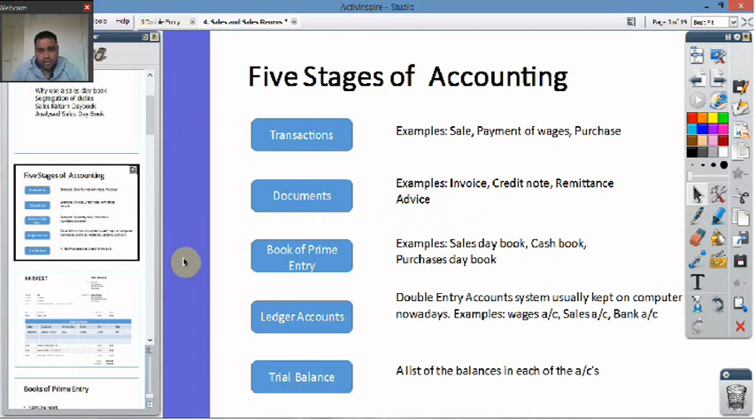The 5 stages of accounting. So first of all you've got a transaction, then you've got a document, then the book of prime entry. We've seen this plenty of times before in chapter 1, chapter 3. Then we've got ledger accounts, then the trial balance. Here we're going to be looking at the sales invoice, the sales daybook, and then the ledger accounts, and we're not going to look at the trial balance today.